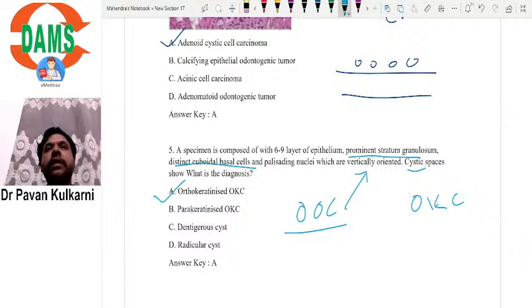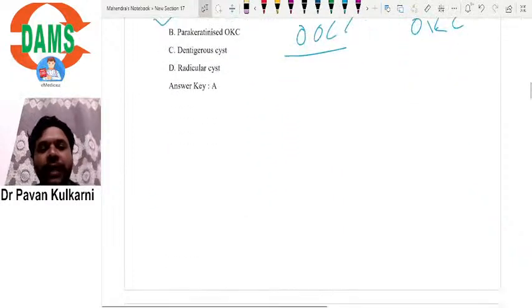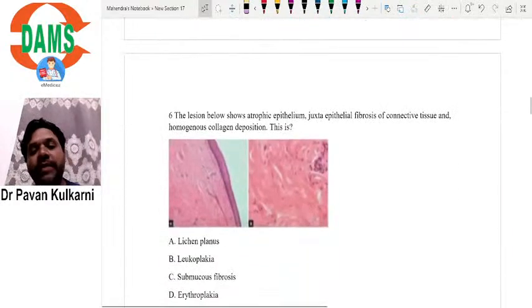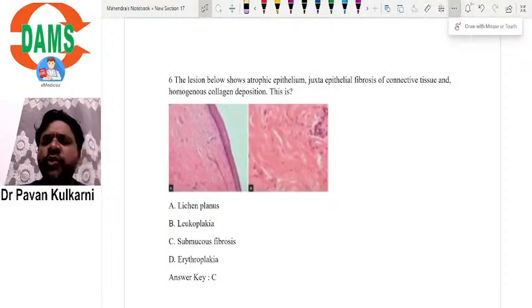The basal cells in OKC will be tall columnar, exhibiting that characteristic tombstone appearance. However, in OOC, that is orthokeratinized odontogenic cyst, that characteristic tombstone appearance is absent. So we should remember that whenever you see this prominent stratum granulosum, you have to always think of OOC. Okay, let us move on to the next question here.